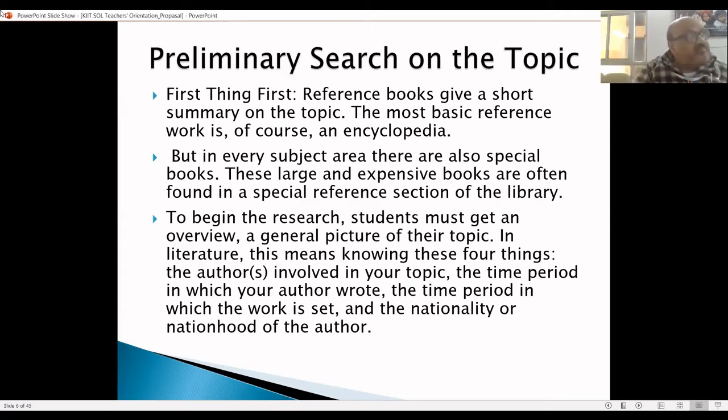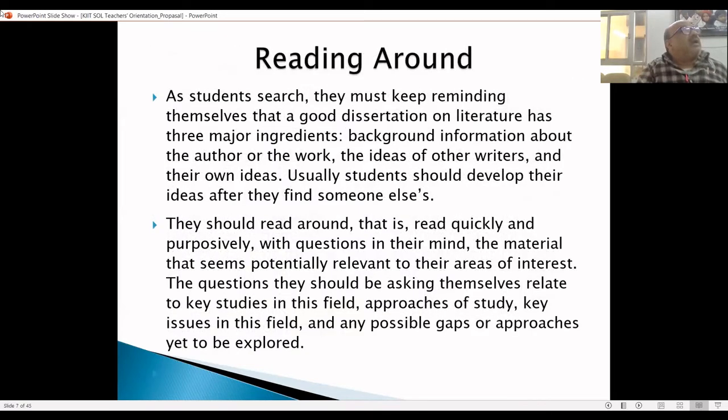And at the beginning, the students should not be reading very closely. They should be reading around. This is why I have titled this slide as reading around. They should read very quickly. They should not read very critically. Of course, literature students should always read critically, but what I mean to say is that they should read quickly but critically.